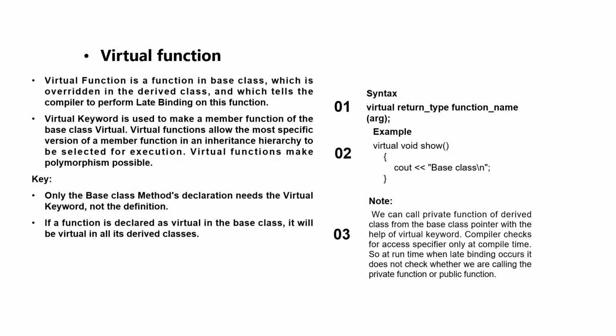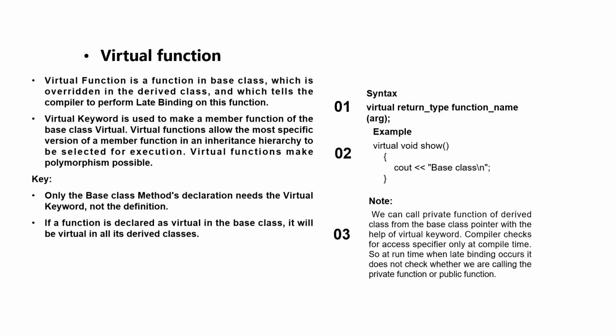Virtual function is a function in the base class which is overridden in the derived class and which tells the compiler to perform late binding on this function. The virtual keyword is used to make the member function of the base class virtual. Virtual functions allow the most specific version of the member function in an inheritance hierarchy to be selected for execution.